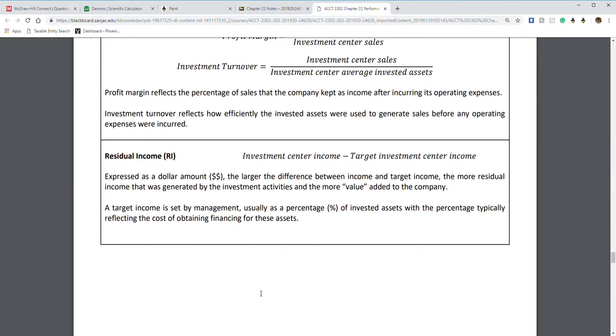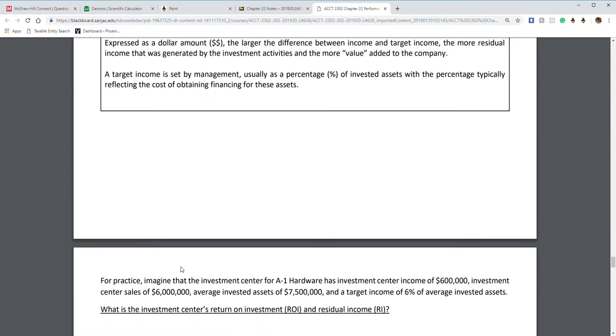Okay. The other financial measure that we're going to end up using is residual income, or RI. This is investment center income minus target investment center income, expressed as a dollar amount. The larger the difference is, the more income was generated by the investment activities and the more value added to the company. But this target income is also set by management, and it's usually a percentage of investment assets. So we're going to have to convert that percentage into a dollar amount. I know, fun stuff going on, woohoo! But you know what? You can do it, and we're going to go through it.